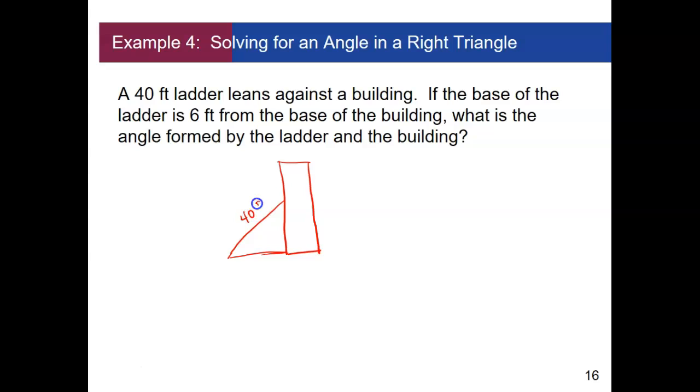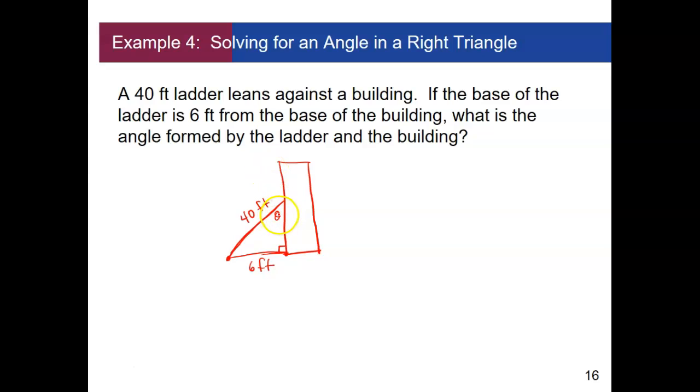So this is our ladder. Hopefully the building is straight, and so it's going to form a right angle with the ground. If the base of the ladder is 6 feet from the base of the building, so here's the base of the ladder, here's the base of the building, this is going to be 6 feet. What is the angle formed by the ladder and the building? A common mistake people make is they automatically think this is the angle they're finding. You want to make sure that you find the angle that's described. So that's going to be this angle up here.